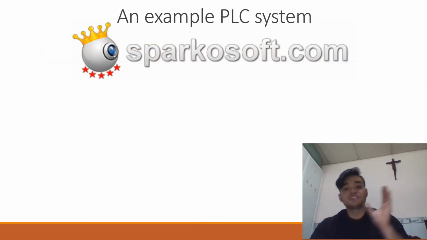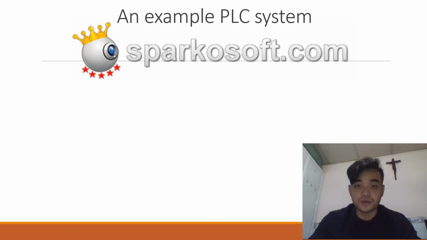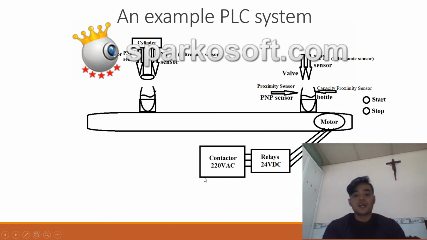And the last is an example of a PLC system I will introduce for you. First, we have the contactor, relay, motor, start button, stop button, NPN sensor, fan, bottle, PNP sensor, and cylinder. The operation principle is that whenever you press the start button, the motor runs and the bottle comes to the first area. The NPN sensor will detect the bottle, then stop the motor, and the proximity sensor will turn on the fan.